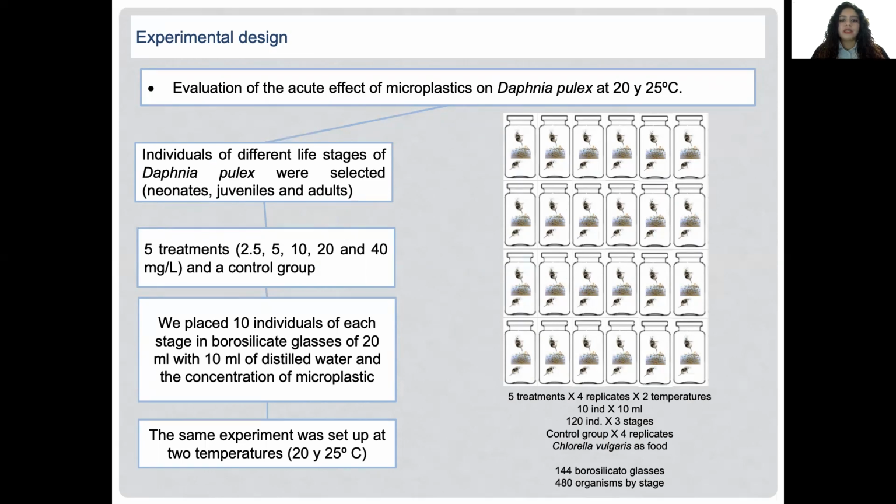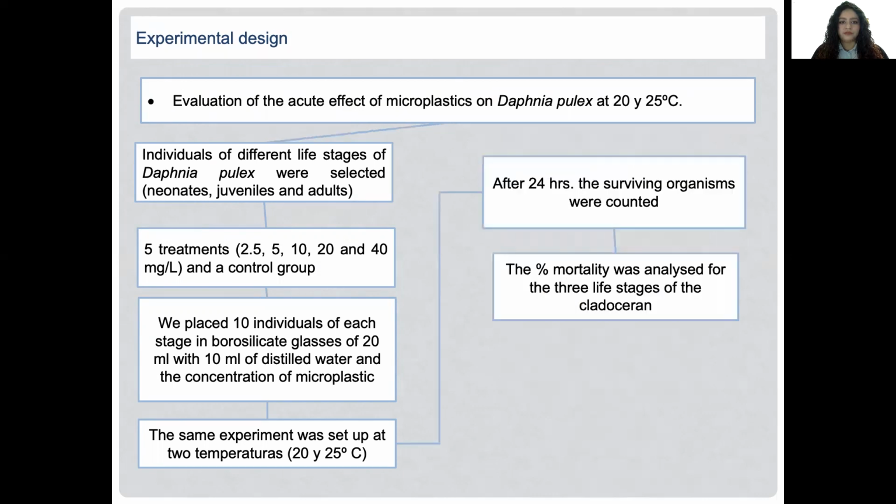We placed 10 individuals of each stage in borosilicate glasses with 10 milliliters of distilled water and the microplastic concentration, with Chlorella vulgaris as food. The same experiment was set up at 20 and at 25 degrees centigrade. After 24 hours, the surviving organisms were counted and the percentage of mortality was analyzed for the 3 stages of the cladocerans.